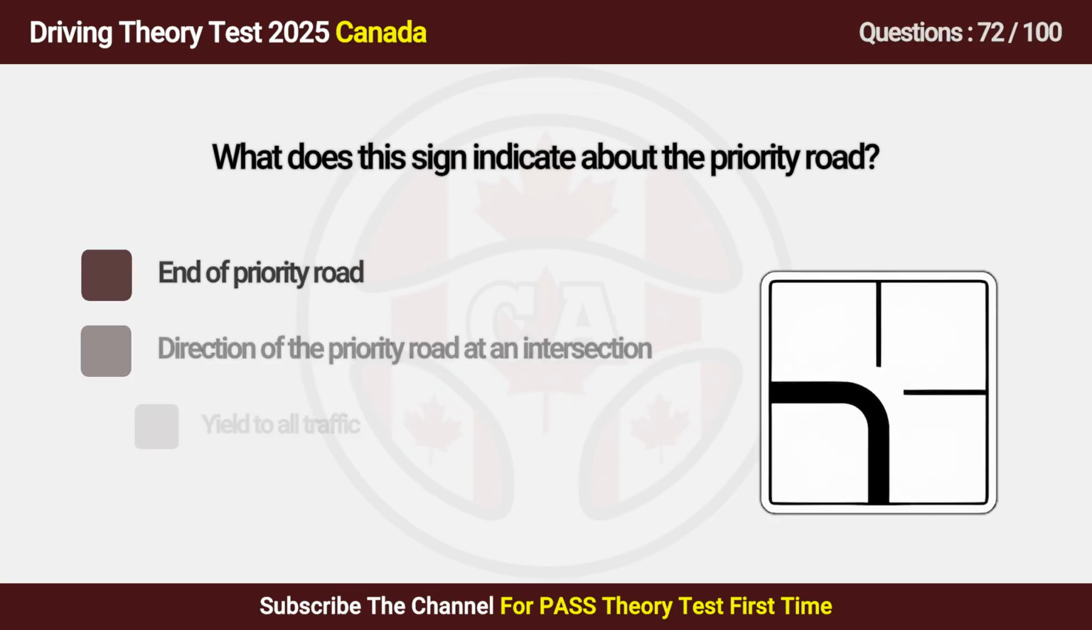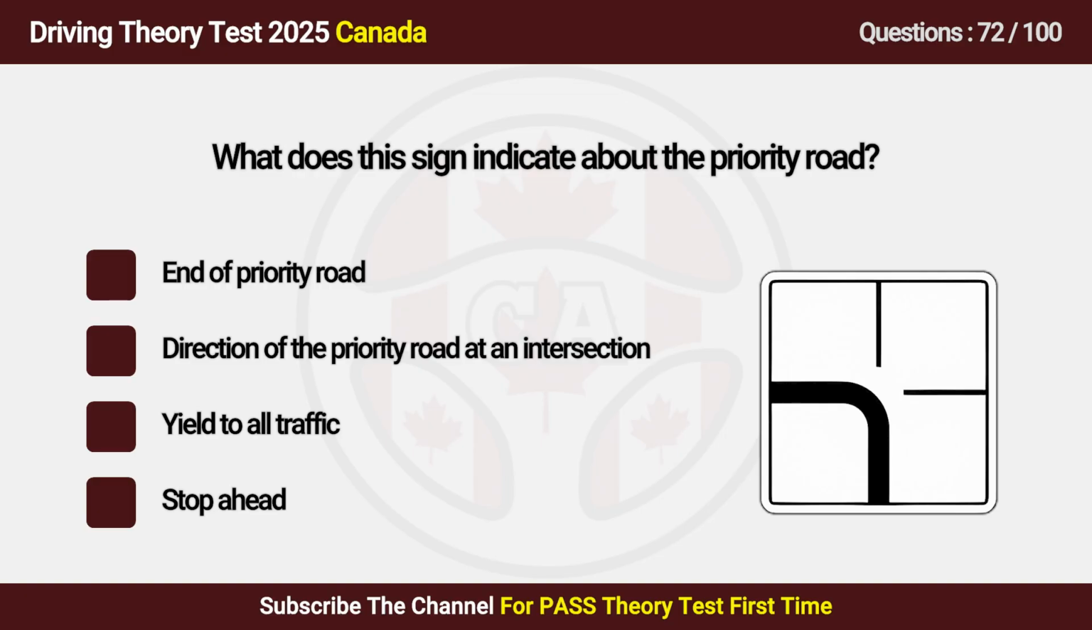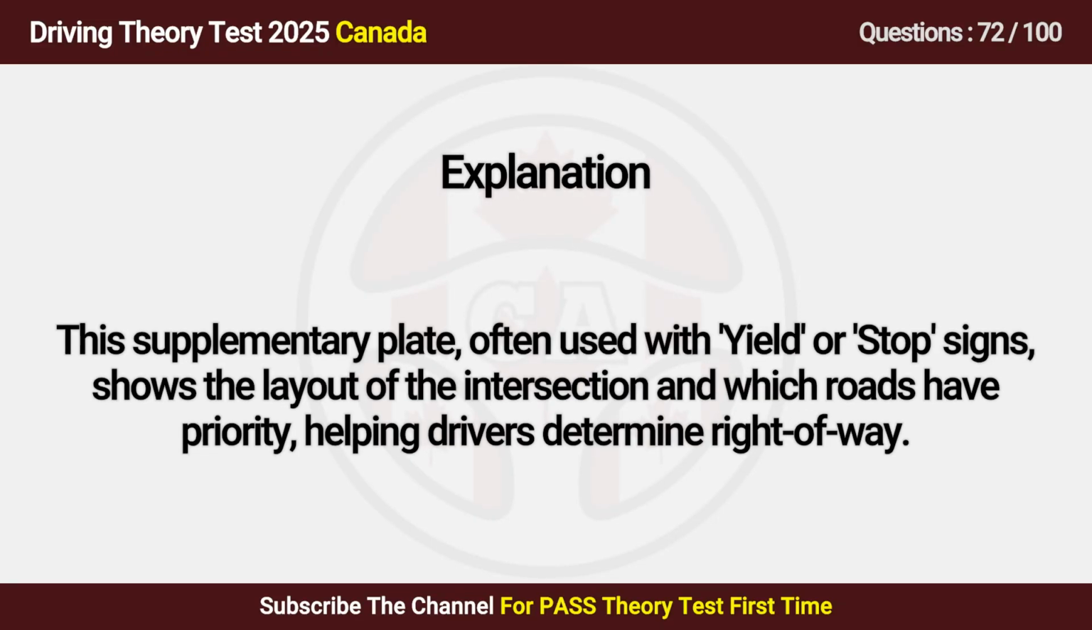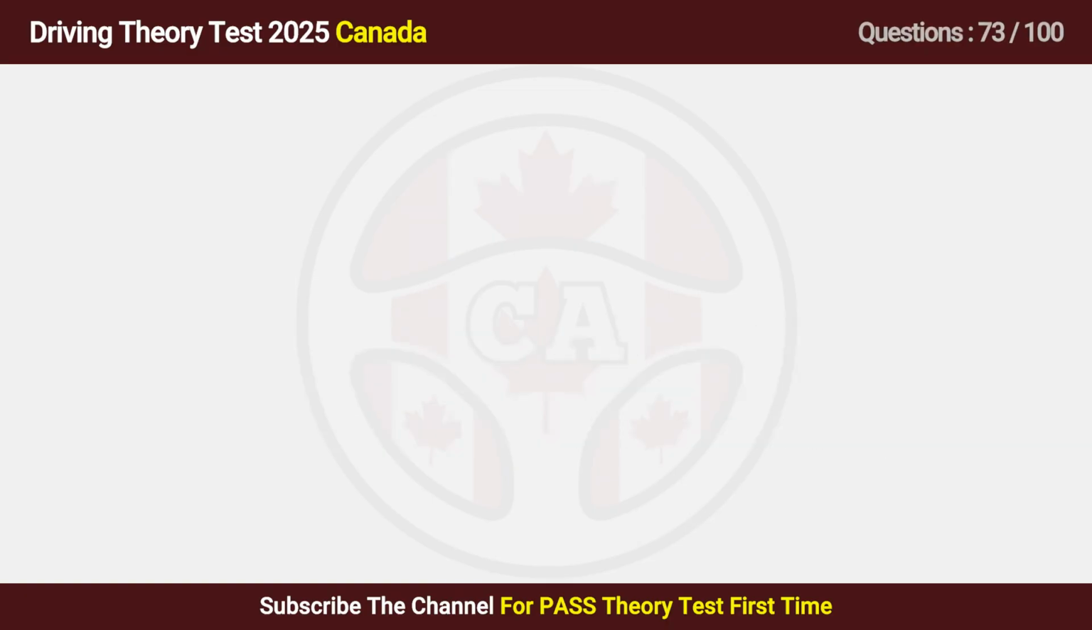Question 72. What does this sign indicate about the priority road? A. End of priority road. B. Direction of the priority road at an intersection. C. Yield to all traffic. D. Stop ahead. Answer is B. Direction of the priority road at an intersection. This supplementary plate, often used with yield or stop signs, shows the layout of the intersection and which roads have priority, helping drivers determine right of way.